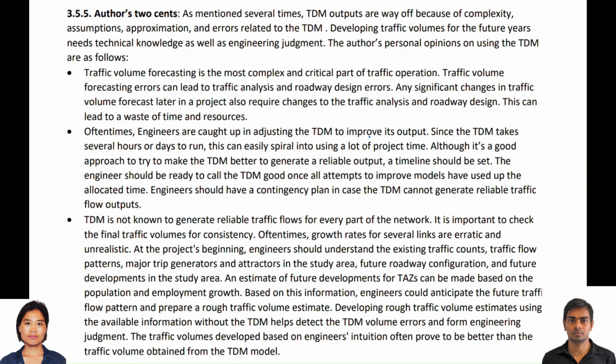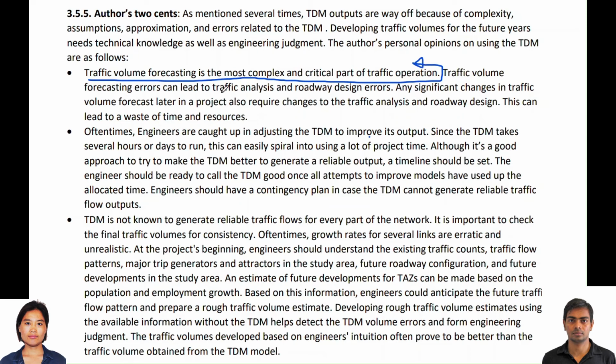This is the last page of chapter 3 of travel demand model. I wanted to end the video and the chapter with some lessons learned from our experiences working on travel demand model. The first experience is traffic volume forecasting is one of the most complex and crucial parts of traffic operations. Depending on what volumes we are predicting, the future is kind of set. The future for traffic operations, future for roadway design, and a lot of things are set based on what volumes we are trying to forecast.